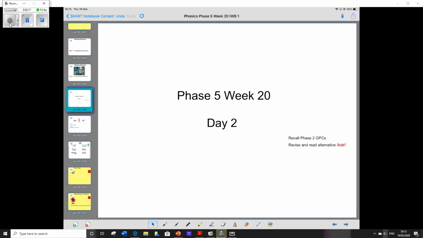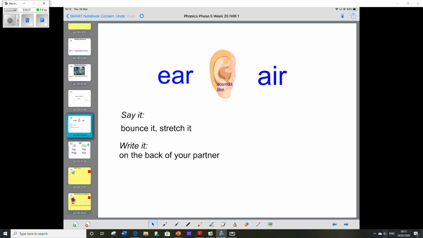Can you hear it? Let's just say it together a couple of times. Air, air, air. And today, the air sound looks like this. So air sounds like air. So we're going to say it a few times by bouncing it and then stretching it together. So let's bounce it first. Air, air, air, air. Want to see those hands bouncing? Air, air, air. And now we're going to stretch it.